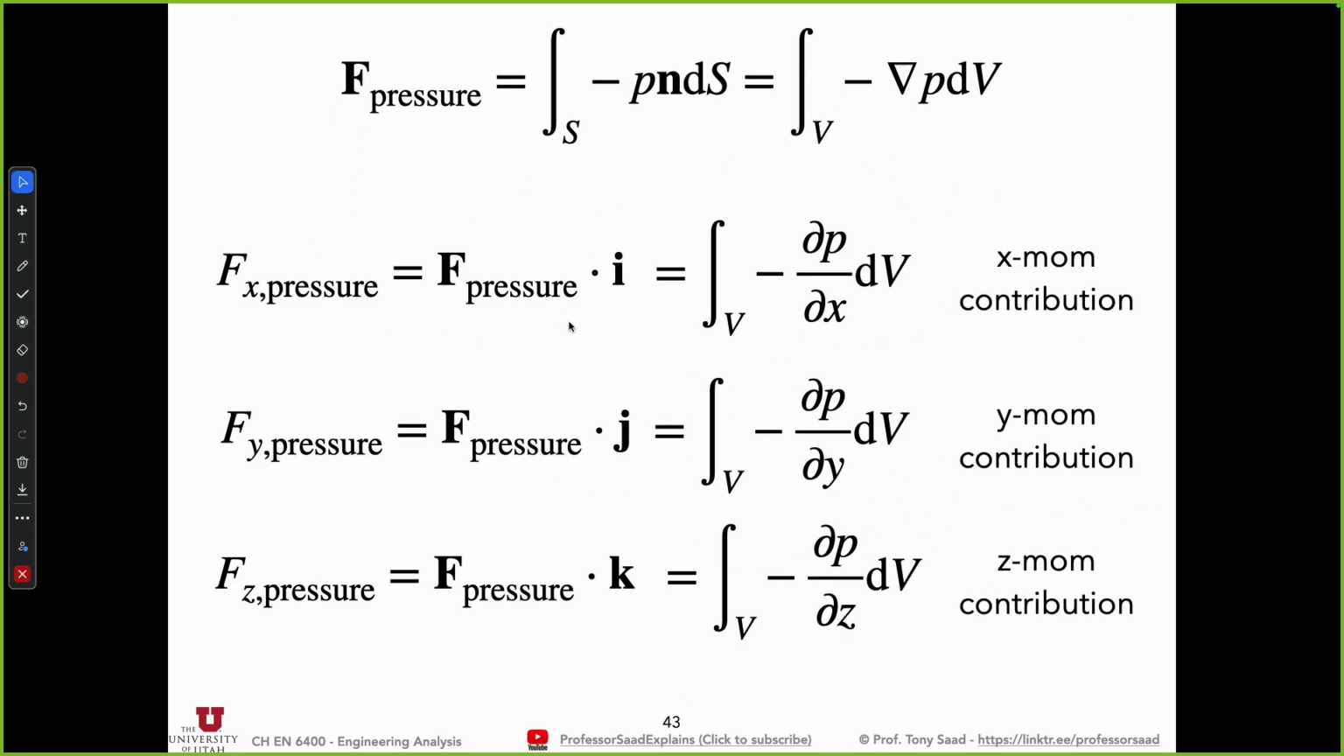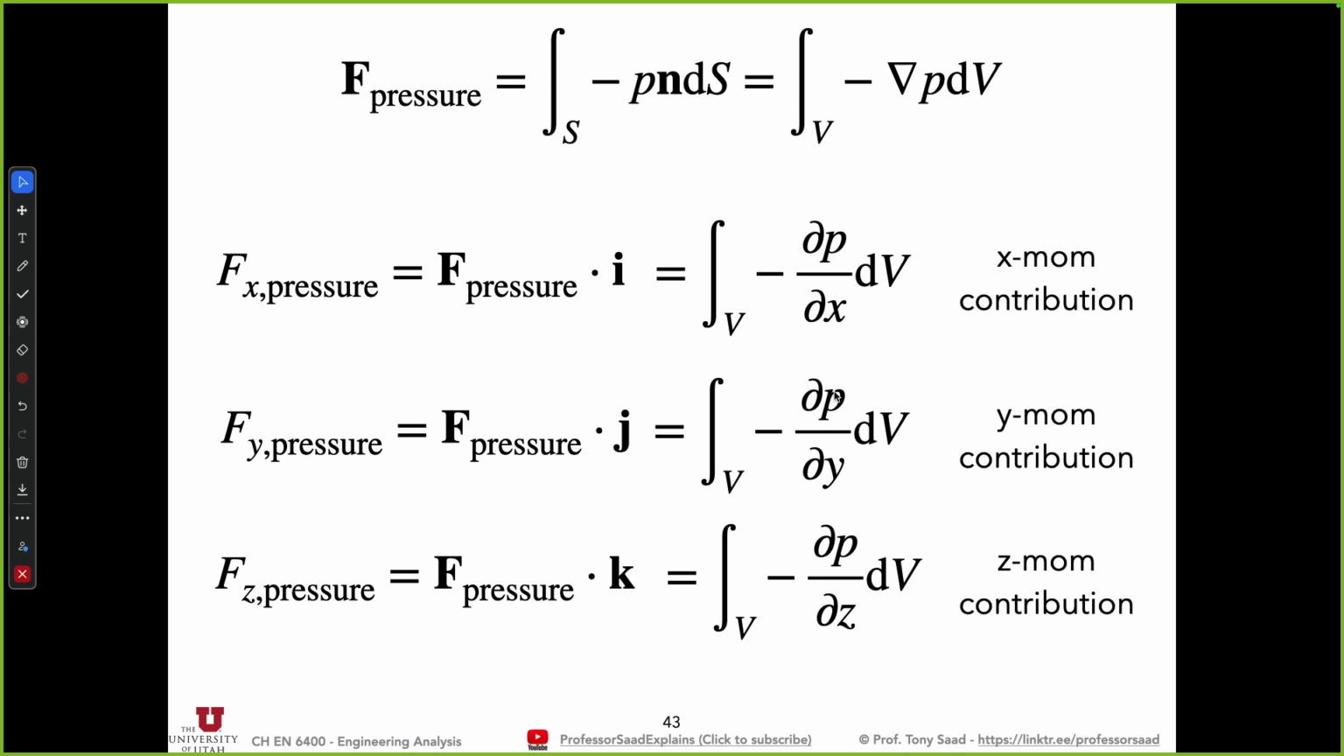And again, to stress the fact that the x component of the pressure force is the pressure force vector dotted with i. So that's going to give me my x momentum contribution. The y momentum contribution is the y component of the pressure force, which is the pressure force vector dotted with j, and that gives me that integral, minus dp/dy dV, and so on.